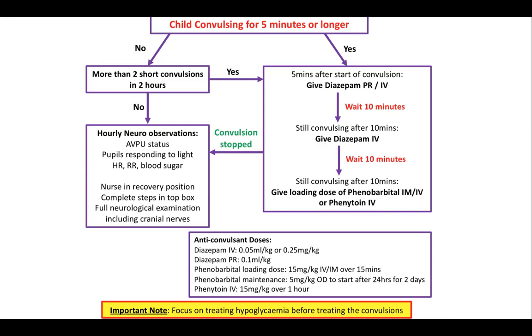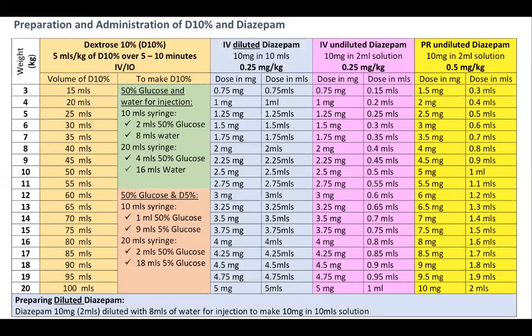So it's important to focus on treating hypoglycemia before treating the convulsion. So make sure you give dextrose 10% empirically if a glucometer is not available. So these are the doses and the table you can use for dextrose 10% and for IV diluted diazepam and IV undiluted diazepam.